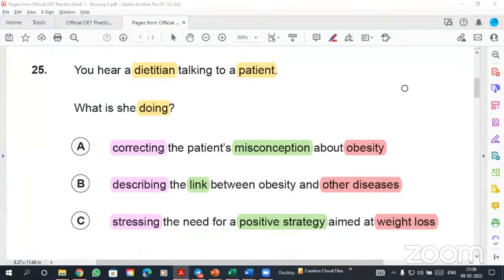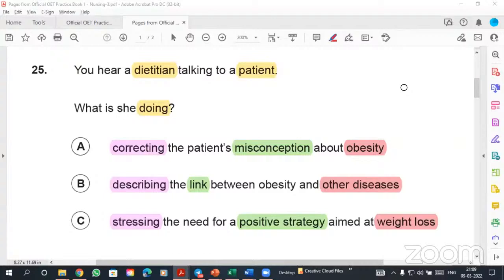But what is she telling? Which is giving more importance? All the three are 100%. Correcting the patient's misconception about it, correct. Many people have wrong ideas about obesity, correct. Second one, link between obesity and other diseases. Yes, every time obesity has connection with other diseases. So that is also correct. And we need to have a positive strategy to aim at weight loss. This is also correct. All are 100%. But 200%, what is the present problem? What is she explaining? What is she doing?